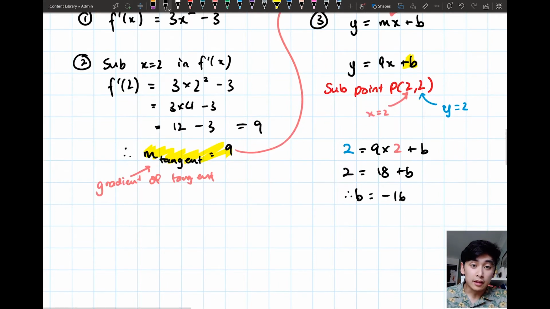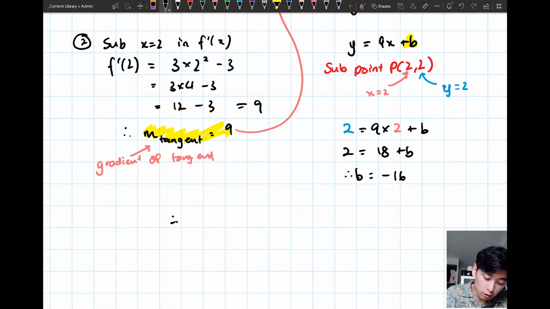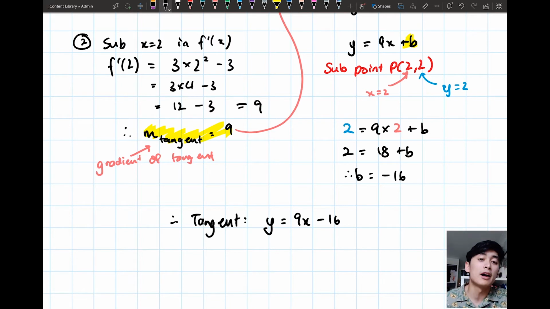So putting this all together, the final step: the equation of my tangent is y is equal to 9x minus 16 from those steps. Here I found my b value down here and I just put it into the equation of my line. So there we go. That's how we find the equation of a tangent.